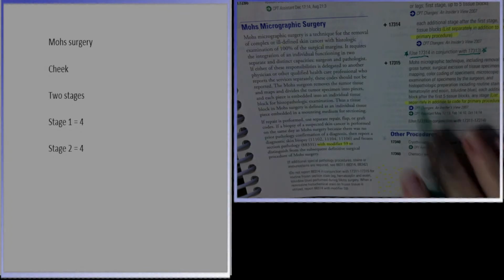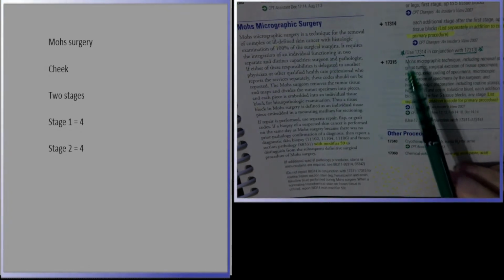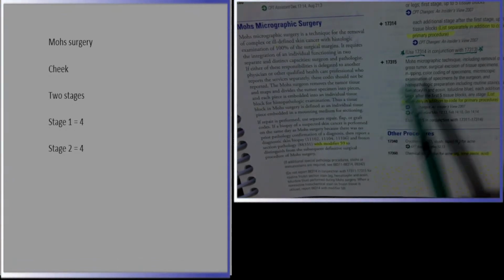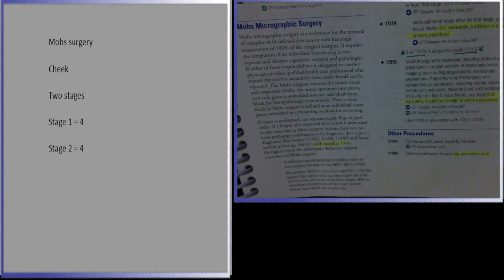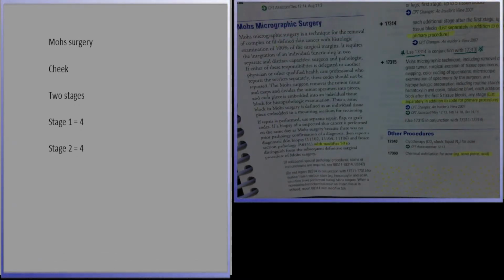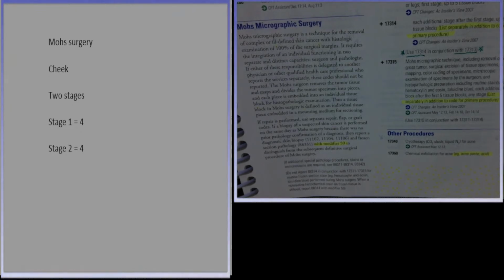Anyway, I'm just marking my uses. The other thing is that I go through the book and find every single time they tell me to use a code with another code. And I mark it in green: 2 green stars and 2 underlines every time.